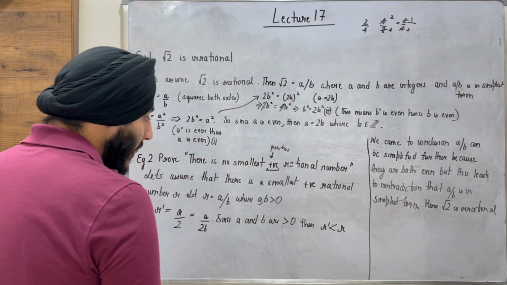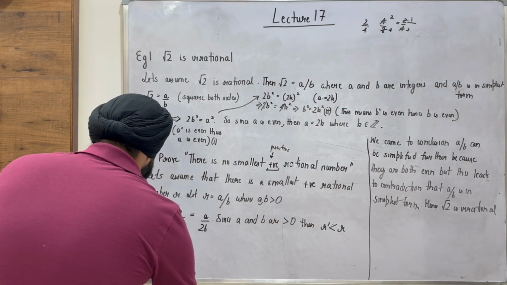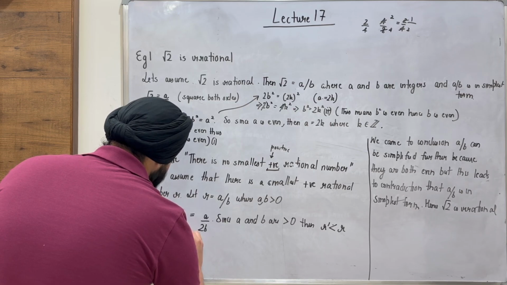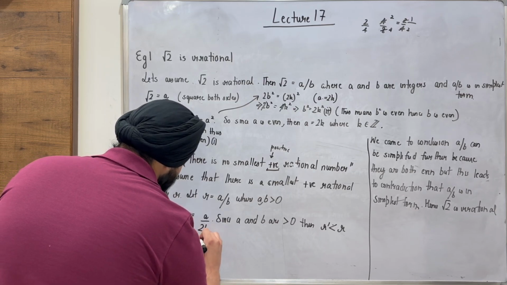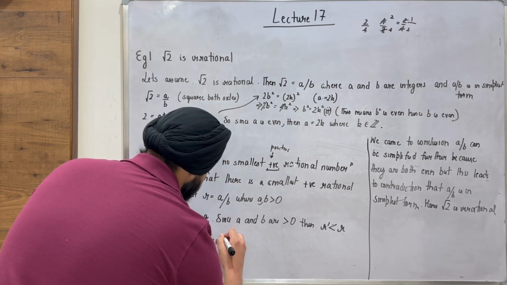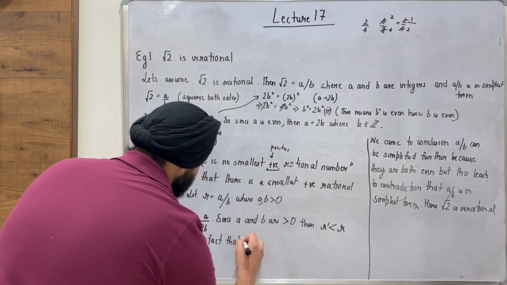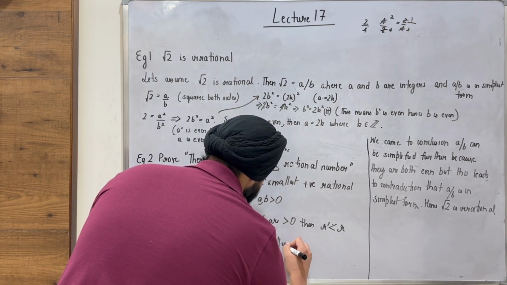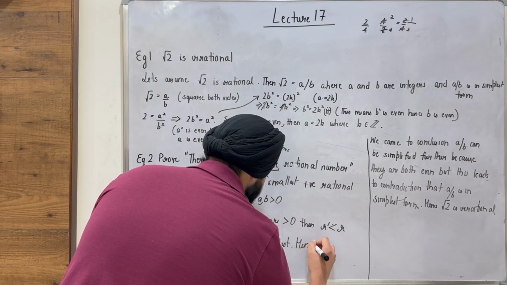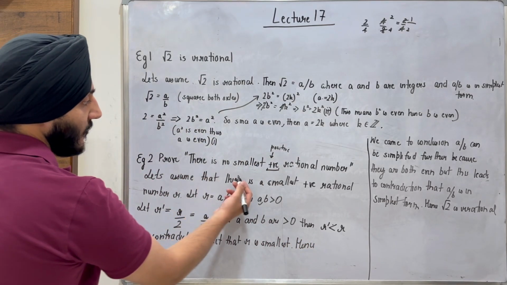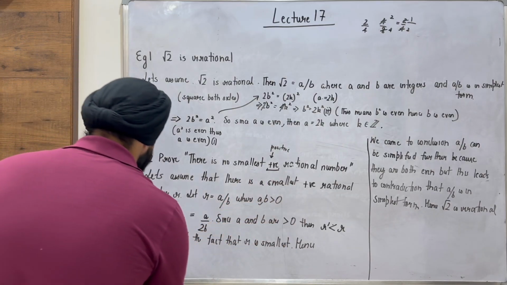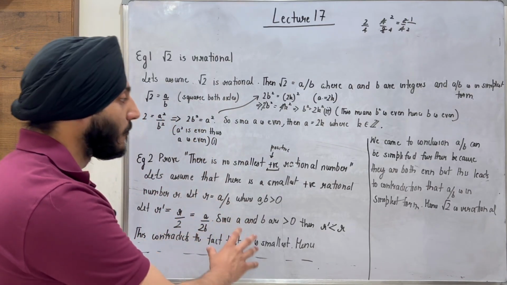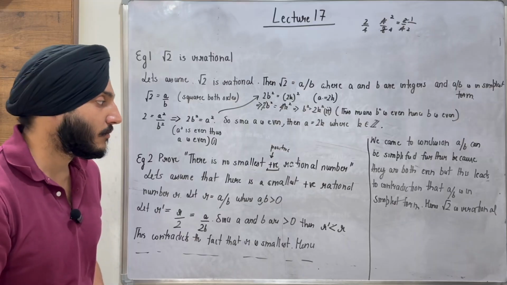So finally, I can say this contradicts the fact that R is the smallest. Hence, there is no smallest positive rational number, right? I'm just not writing the final statement down, but I hope you understand that finally you are supposed to write the original statement that you were supposed to prove, right?